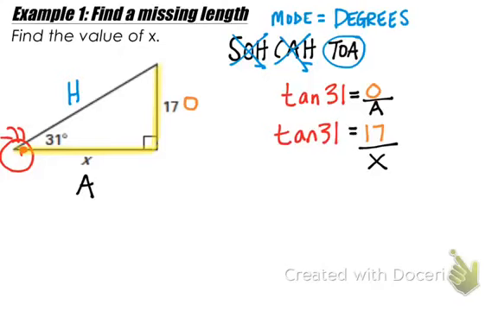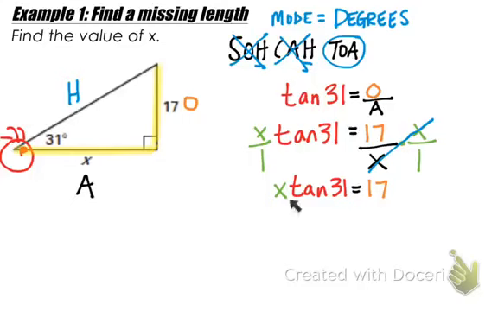Okay? Now you solve for the value of x. So since 17 is being divided by x, the first thing we have to do is multiply both sides by x over 1. Okay, that'll 1 out the x on this side, so we've got to multiply both sides by x over 1, and then that'll cancel that out, or not cancel, but 1 it out. So we have x times tangent of 31 equals 17.